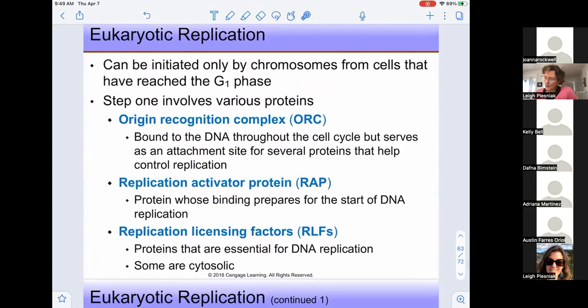Okay, so in eukaryotic replication, remember that there's long genomes, and so there's multiple initiation sites for the origin of replication, whereas in E. coli, there's just the one. And remember, the site in E. coli where it begins is called OriC. This is DNA in E. coli.